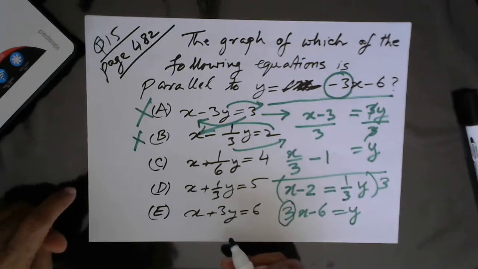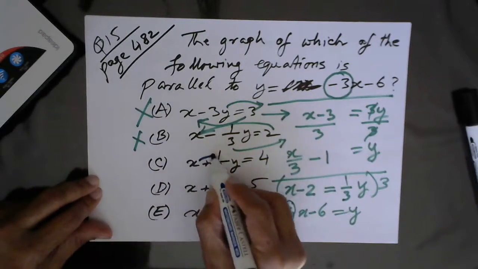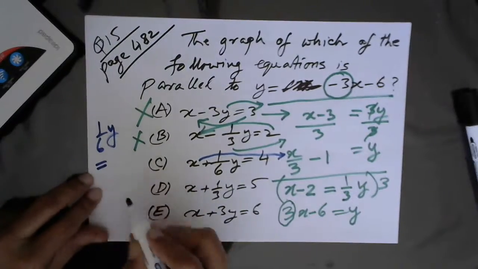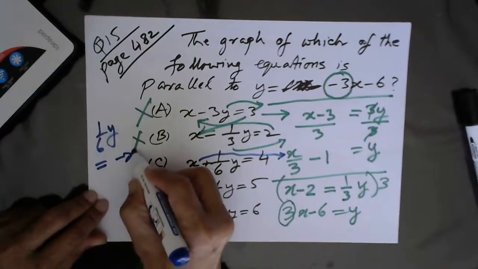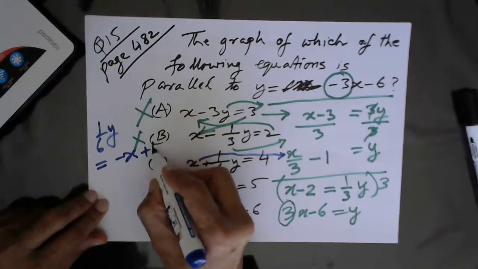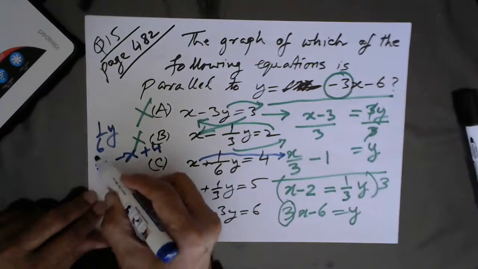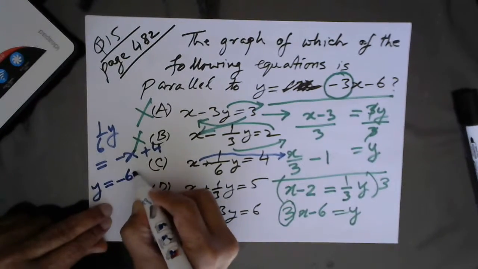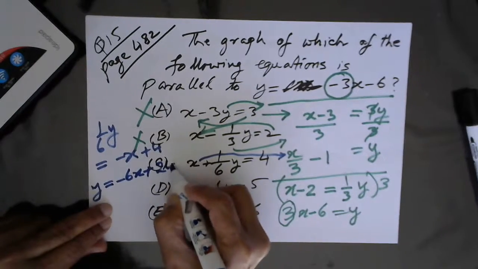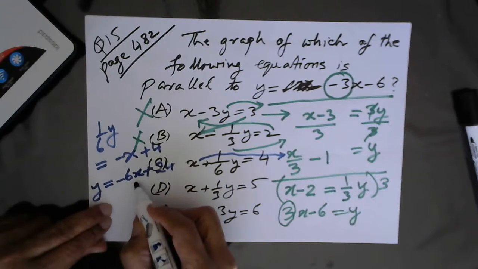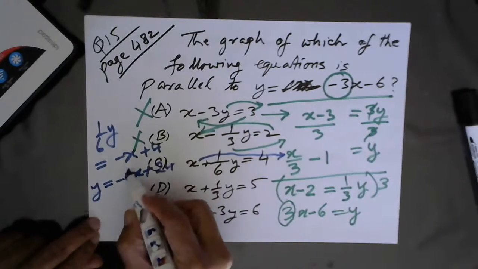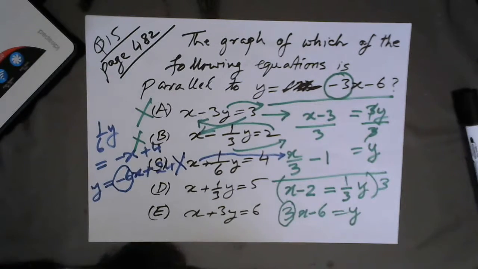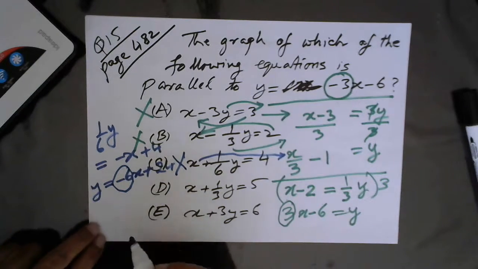So what I'm doing is I transfer this to the right. So I will get 1 upon 6 y is equal to minus x plus 4. If I multiply both sides by 6 to get rid of this 6, I will get y on the left hand side is equal to minus 6x plus 24. 6 times minus x is minus 6x, and 6 times 4 is 24. The slope is minus 6, so this is not the answer. Okay, now we consider D.